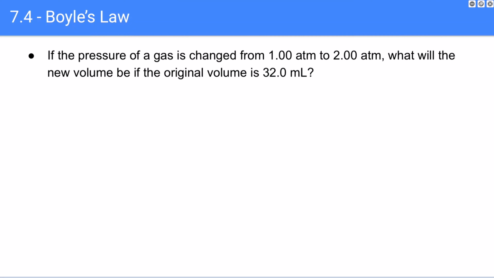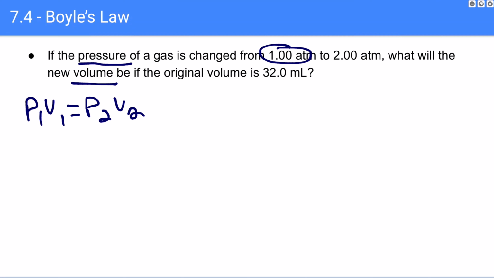So as I mentioned before, we're going to be using Boyle's law here. The reason I know we're using Boyle's law is because we're dealing with the variables of pressure and volume. So that helps me understand a little bit more about what type of formula I'm going to be utilizing when I go through and solve for this. It's changed from 1 atm to 2 atm. So that's my initial pressure, and that's my second pressure. And it says, what will the new volume be if the original volume, so the original volume would be here.